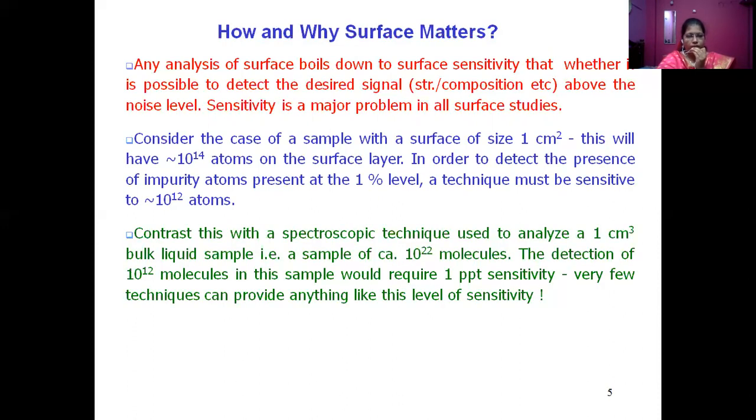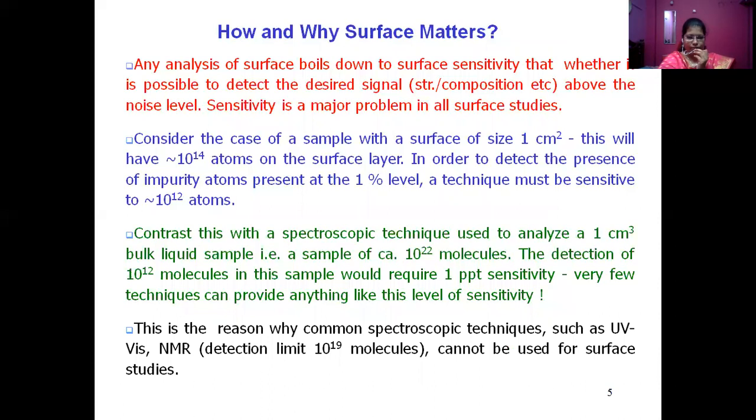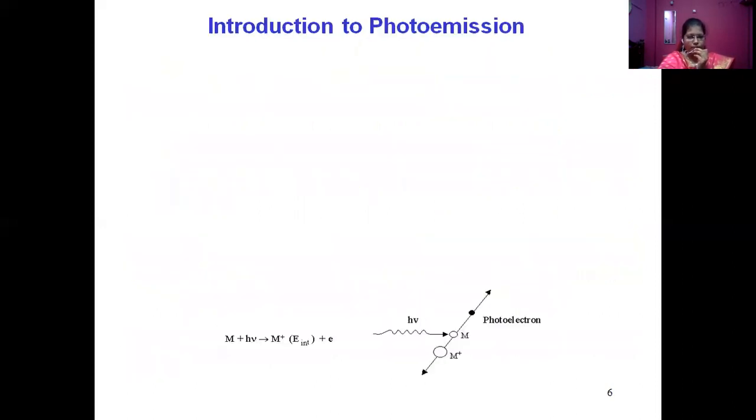In contrast, consider a spectroscopic technique used to analyze a 1 centimeter cube bulk liquid sample, that is, a sample of 10 to the power 22 molecules. Detecting 10 to the power 12 molecules in this sample would require 1 ppt sensitivity. Very few techniques can provide anything like this sensitivity. This is why common spectroscopic techniques such as UV-visible and NMR, which have a detection limit of 10 to the power 9 molecules, cannot be used for surface study analysis.